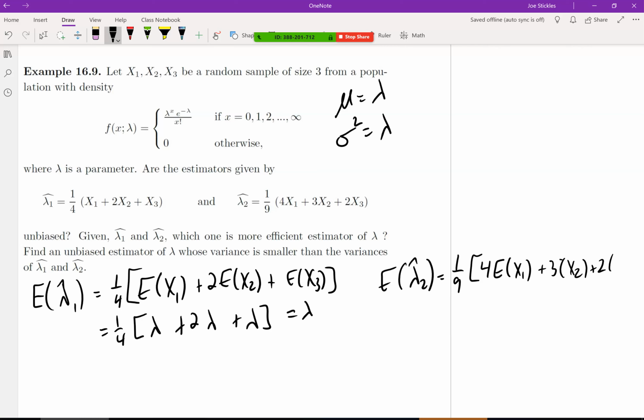Oops, forgot my expected value here. Again, pull out the constant from the expected value, break it up over the sum, and then pull out the individual constants. Doing all that at once. Each of the x sub i's has the same distribution as the population, so each of them is Poisson. The expected value is lambda, and it's not too hard to see that that's going to equal lambda. So the answer to the first question is yes, they're unbiased.